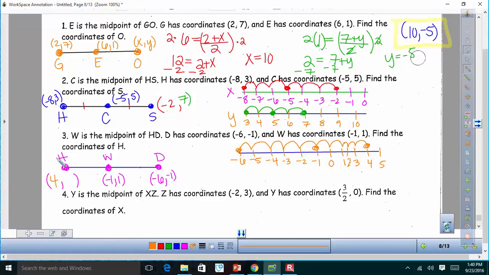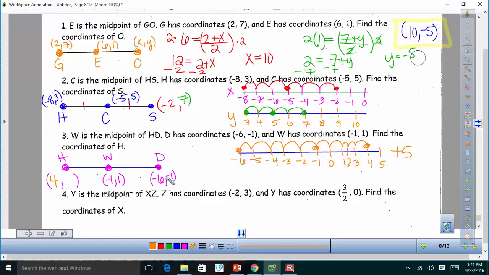Now, let me give it to you this way. If we went right 5, didn't that mean that we just added 5 to negative 6? What is negative 6 plus 5? Negative 1. What is negative 1 plus 5? 4. So here we just added 5.